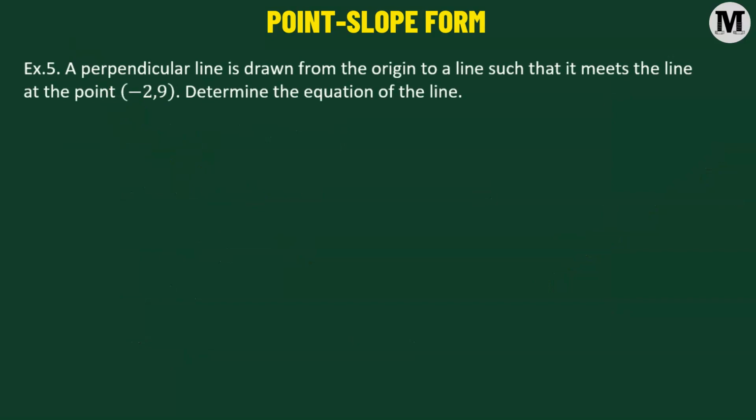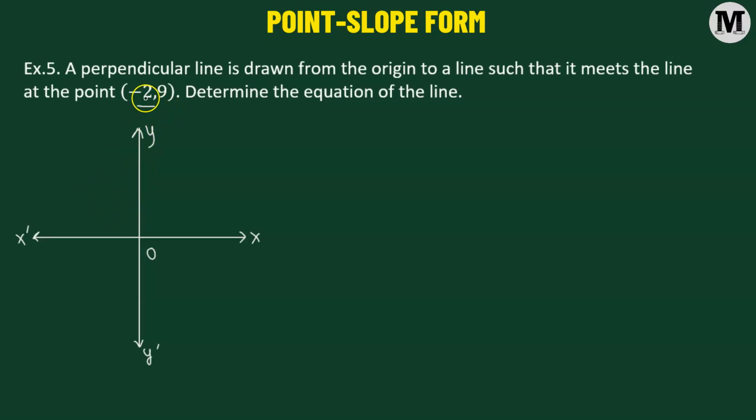Okay, let's do one more final problem. A perpendicular line is drawn from the origin to another line such that it meets the line at the point (-2, 9). Determine the equation of the line. Okay, so let's try to understand it graphically first. So here we have the coordinate axis. First, let us try to plot this particular point, (-2, 9).